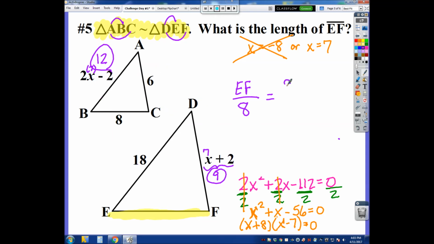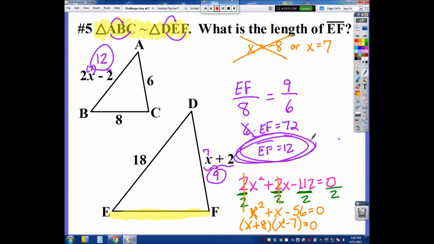So let's go 9, because that and EF were from the same triangle, and then the 6 and the 8 were from the same triangle. If we cross multiply, we'll have 6 times EF equals 8 times 9 is 72. Divide the 6 over, and EF will have a length of 12, finally.